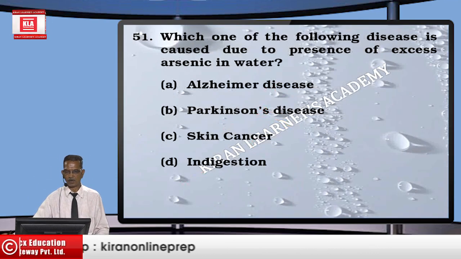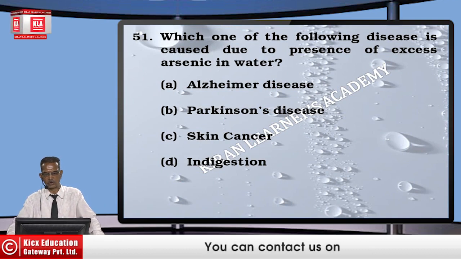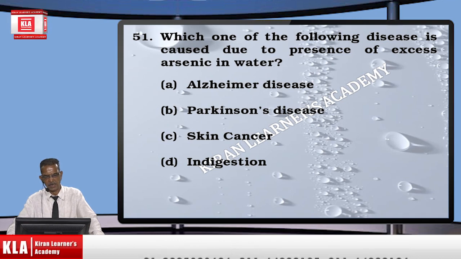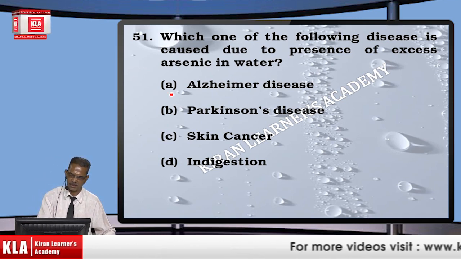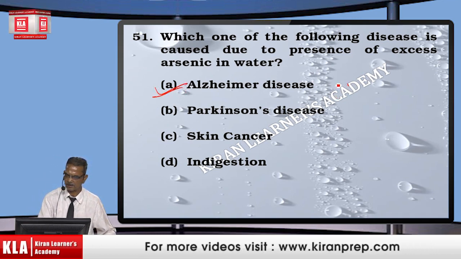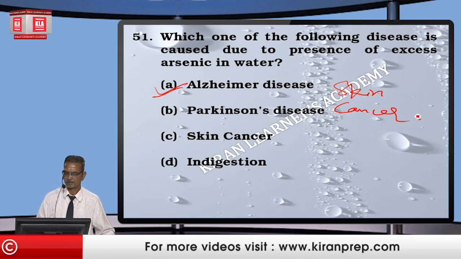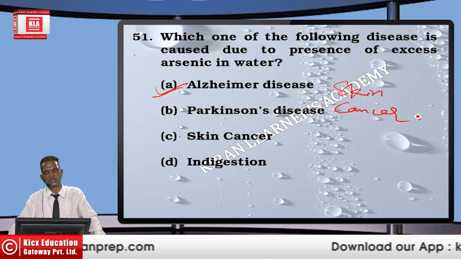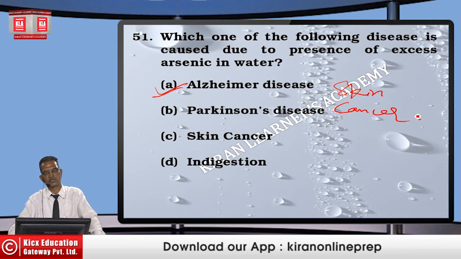Next. Which one of the following diseases is caused due to the presence of excess of arsenic in the water? Actually, studies have shown that the presence of the heavy metal arsenic in a person causes skin cancer, in which skin becomes dry, scaly, and even blood starts oozing out of the skin, or irregular development of papules on the skin surface.